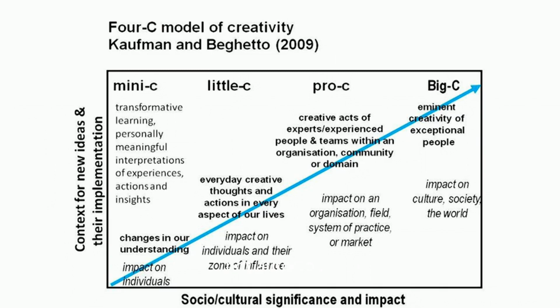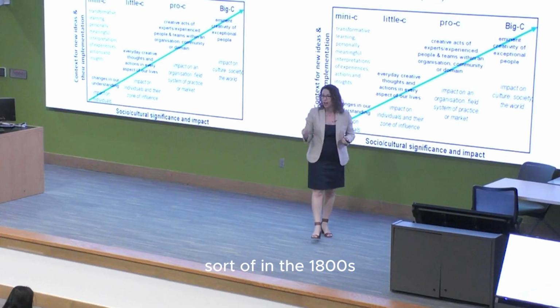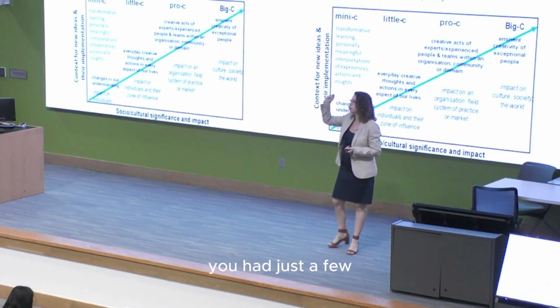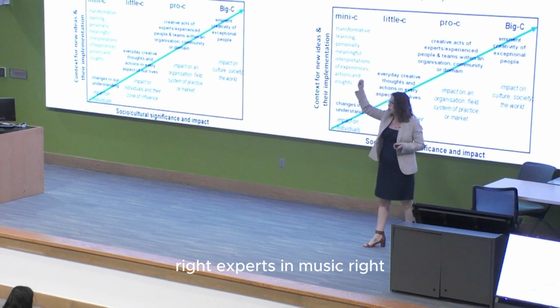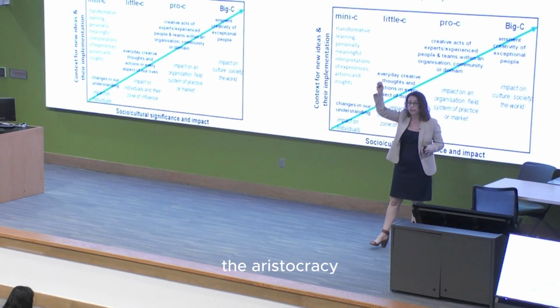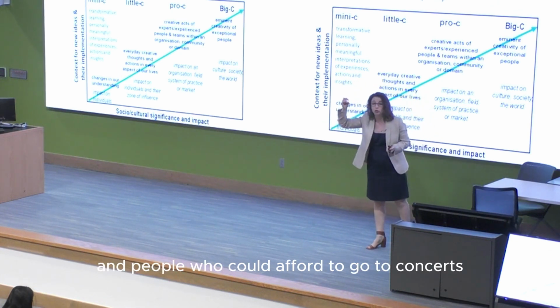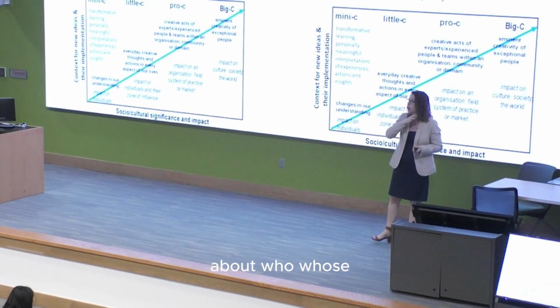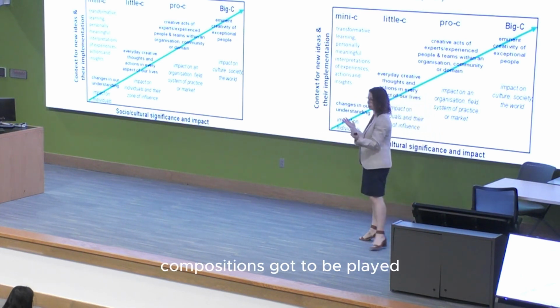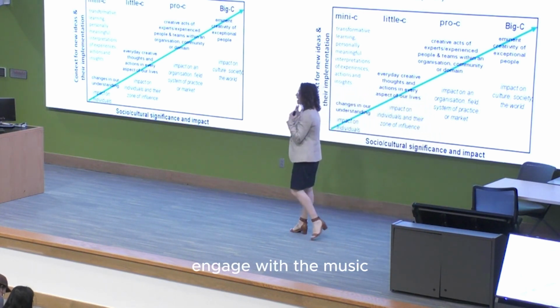And the reason it's not automatic is because of the different levels of gatekeepers that have to approve you in order to keep going up the levels of creativity. When we were sort of in the 1800s with classical music, you had just a few, right, experts in music, the aristocracy and people who could afford to go to concerts that would make judgments about whose compositions got to be played and who got to engage with the music.